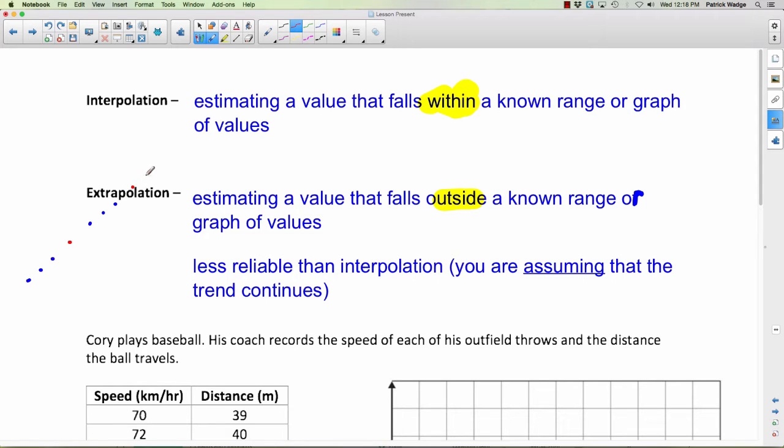It goes like this, it goes like this, it goes like this. In other words, the trend continues. But here's the thing. Sometimes in life, things don't continue onwards like this. Think about this as a plant growing.